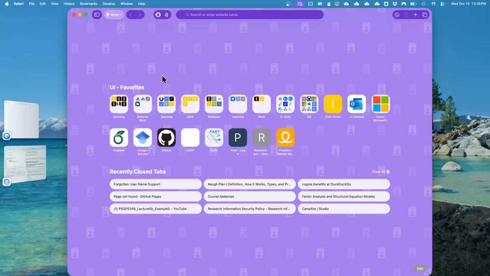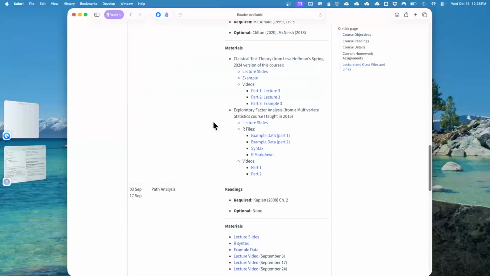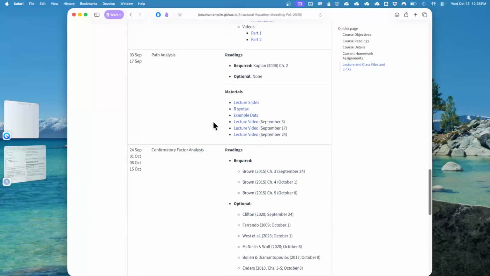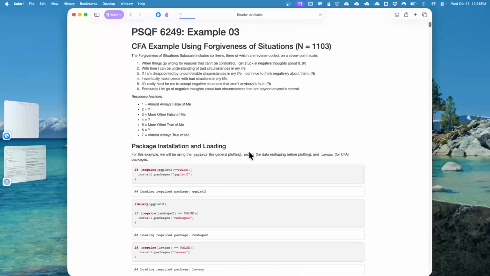I cannot give you the real data, but I can give you the results for the real data. The simulated data is there for you if you want to go and grab the file and download it. All right, let's do that. Real data. Here we go.